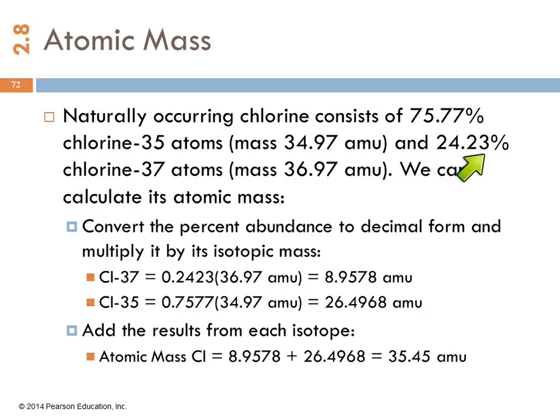So 24.23%, the fraction is 0.2423. You take the percentage and you divide it by 100 to get this. You multiply it by the mass of that isotope and you get a mass. You take the other percentage, convert it into decimal form, multiply it by the mass of that isotope, and you get another mass. And you add those two together, this gives you the average mass of chlorine. Any questions?